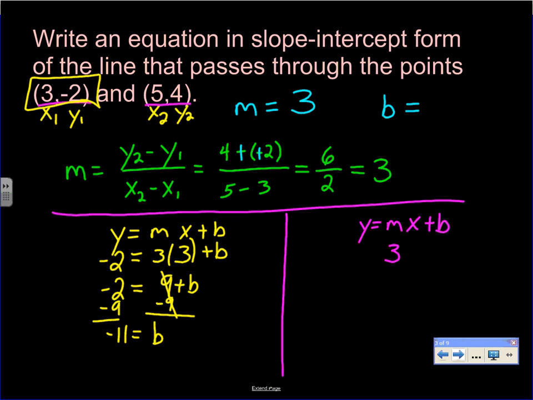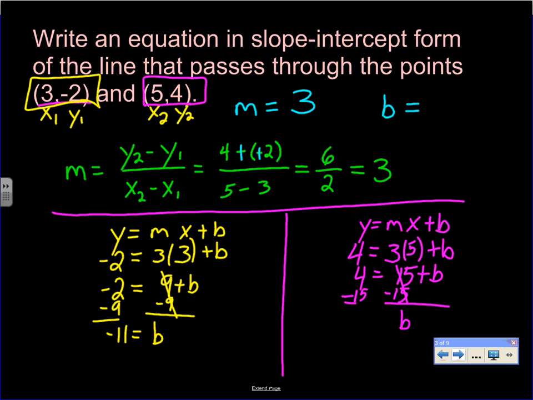Now, on the right side here, what are we going to substitute in for x and y? Let's look right here. (5, 4). 5 is the first number, so it's x. 4 is y. And so now we have to put that by itself. Trying to get b by itself, so 3 times 5 is 15. Subtract 15 from both sides. B is equal to 4 minus 15, which will give you negative 11.